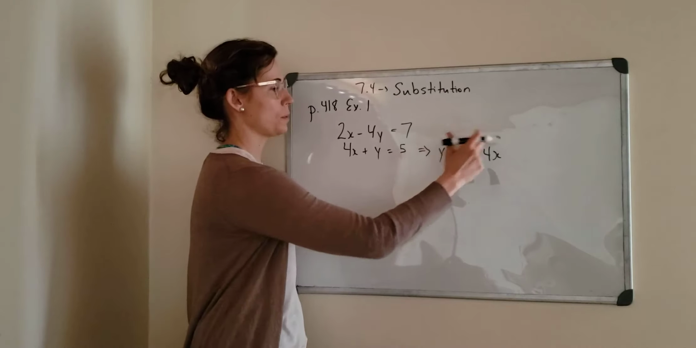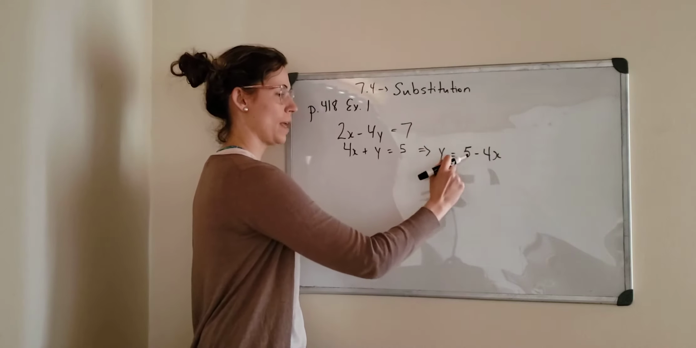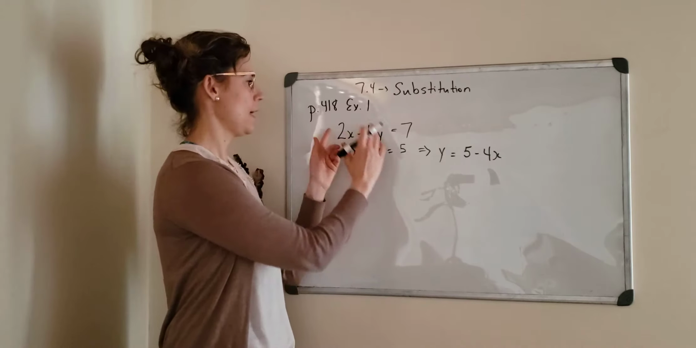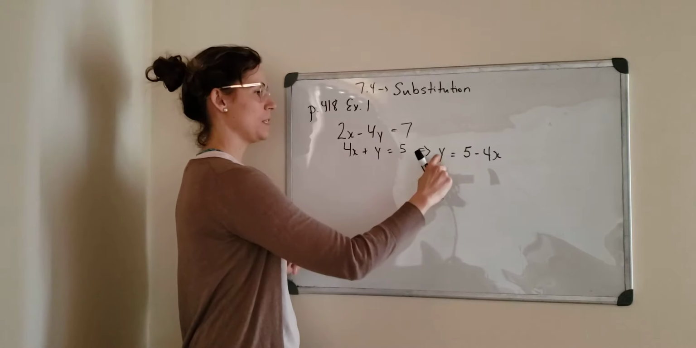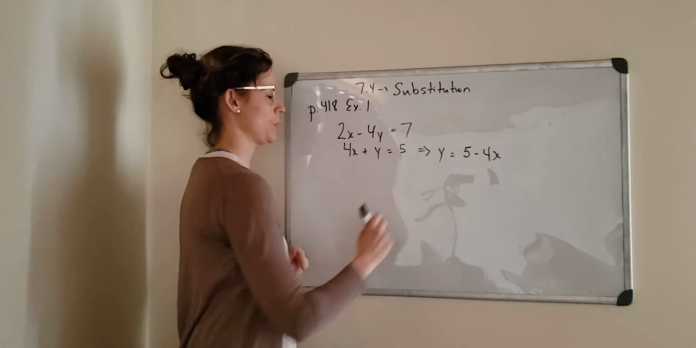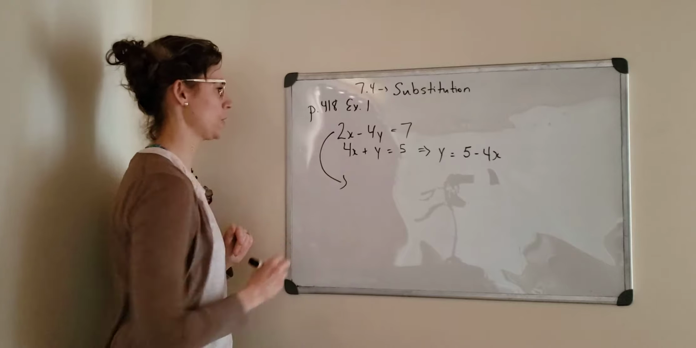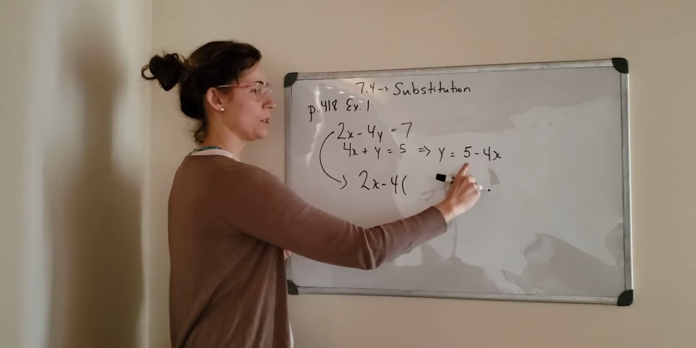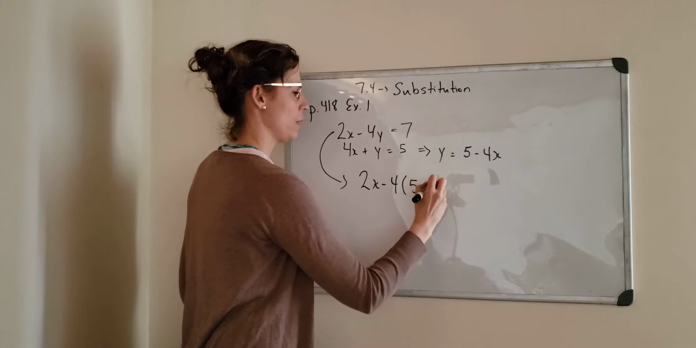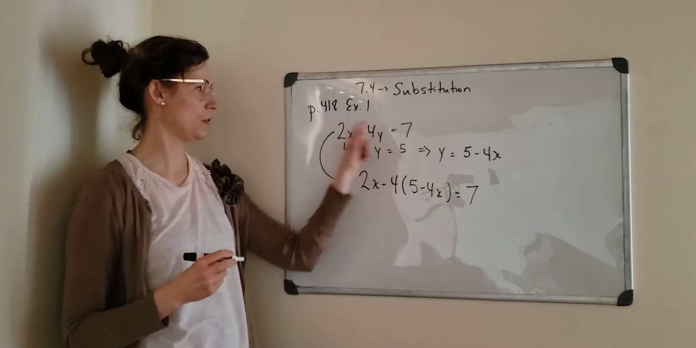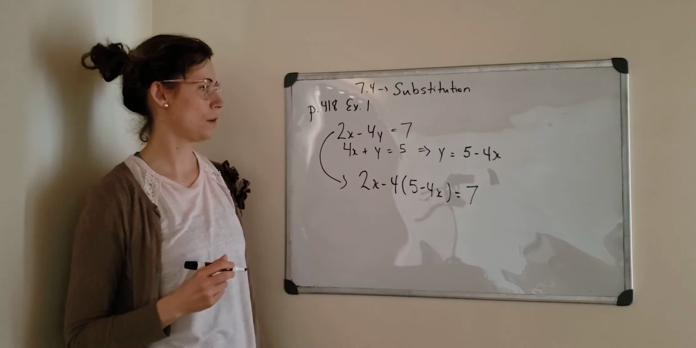So now I'm going to take this equation, y equals 5 minus 4x, which all I've done is rearrange this one. Using this equation, every time I see a y, I'm going to substitute this information in. So let's take this equation, and whenever I see a y, I'm going to substitute this: 5 minus 4x equals 7. So I took this equation, substituted in for y.